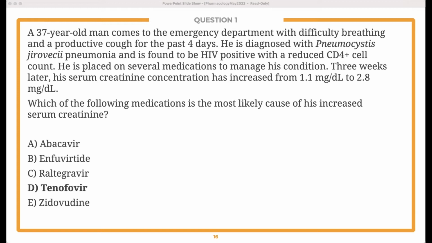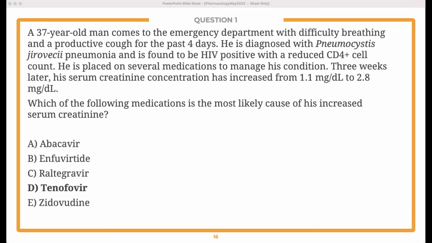Enfuvirtide is known to cause hypersensitivity reactions and an increased risk of bacterial pneumonia. Okay, and so some of you saw the pneumonia in the question, may have gotten word association involved, and picked that one. That is, however, the incorrect answer.